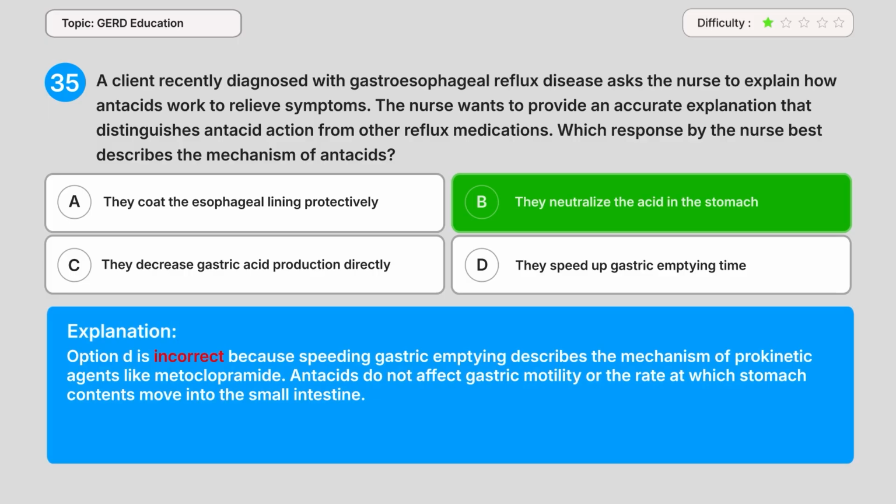Option D is incorrect because speeding gastric emptying describes the mechanism of prokinetic agents like metoclopramide. Antacids do not affect gastric motility or the rate at which stomach contents move into the small intestine.